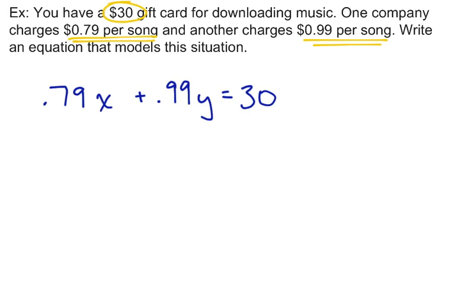This is what I call a double rate problem, because when we looked in the problem, we saw 79 cents per song and 99 cents per song. And each of those are the rates for two different companies. And in other problems, it might be two different people or companies or whatever. And what you're going to do is multiply the rate times a variable. Add it to the other rate times a variable. And that'll give us our total.